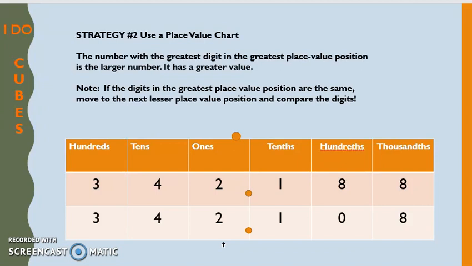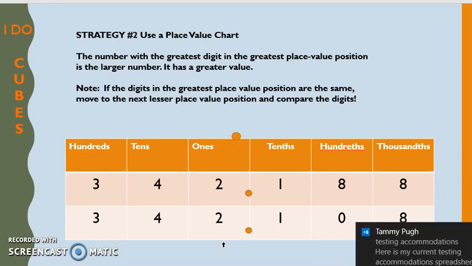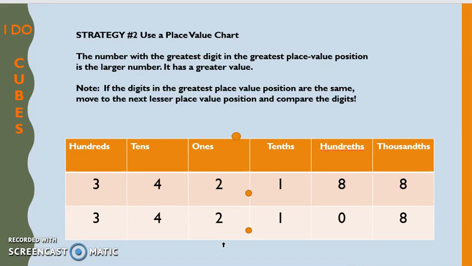Let's go on to using our second strategy, which is using a place value chart. Very similar to strategy 1, except it's visually organized for you in a chart. So the number with the greatest digit in the greatest place value position is the larger number. It has a greater value. And I put a note in here. If the digits in the greatest place value position are the same, you need to move to the next lesser place value position and compare those digits. And this is a big if.